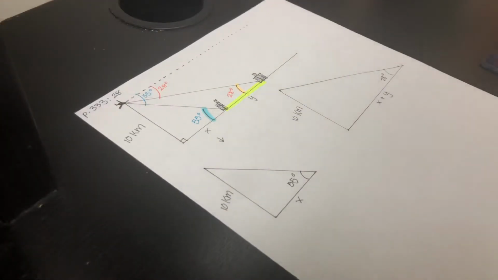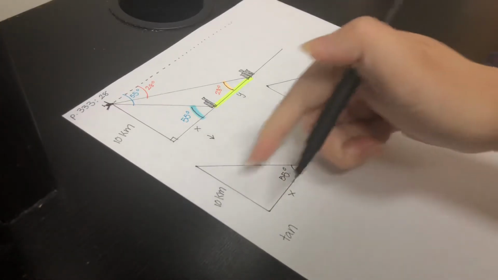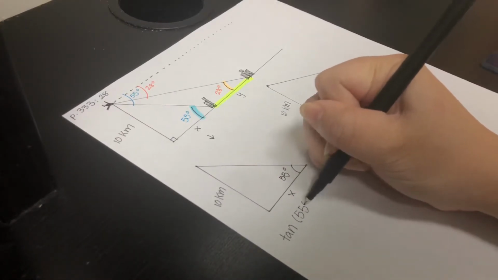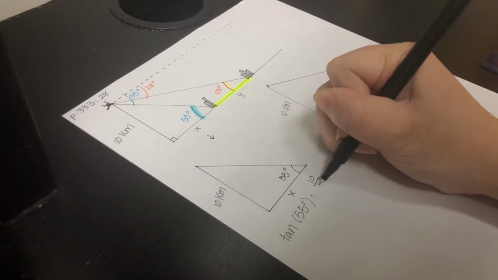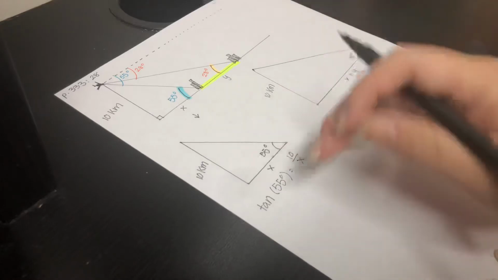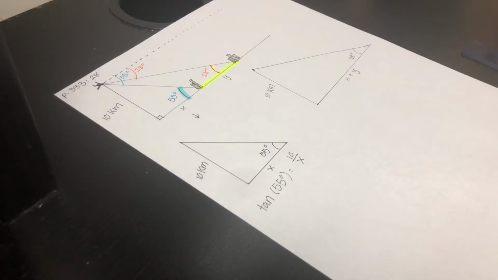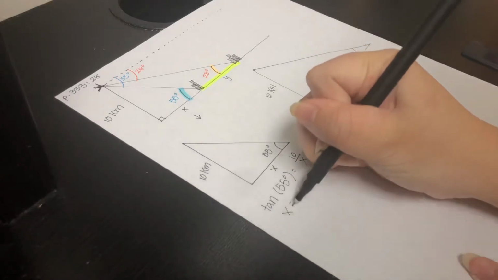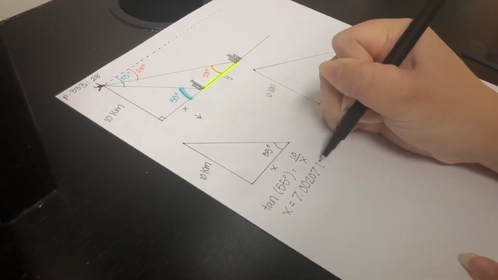For this part, we would set it up as tangent, since we're already given this information right here. Tangent of 55 degrees, make sure to put degrees so you know it's not radians, is equal to 10 over x, which is also equal to 10 divided by tangent 55 degrees. So if we put that in the calculator, x is equal to 7.00207 kilometers.